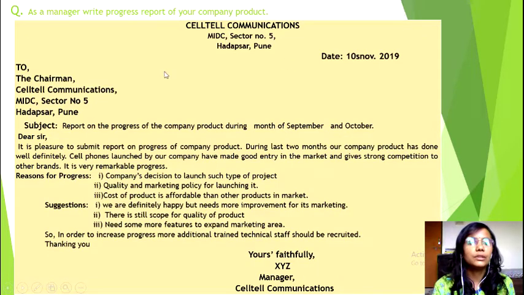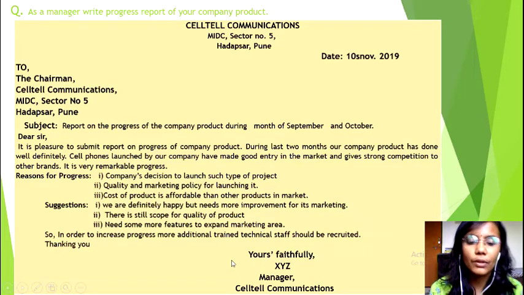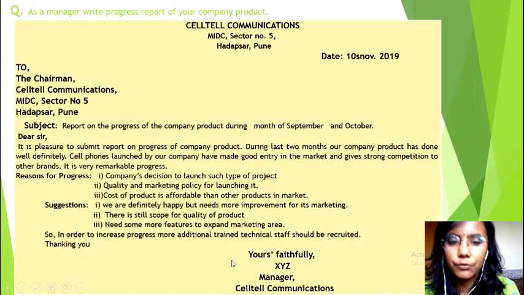Right? So this is the format of progress report. Name and address of the organization, date, to whom you are addressing, subject, content, then progress, reasons for progress, and the suggestions, and finally by whom, the authority who is informing, right?